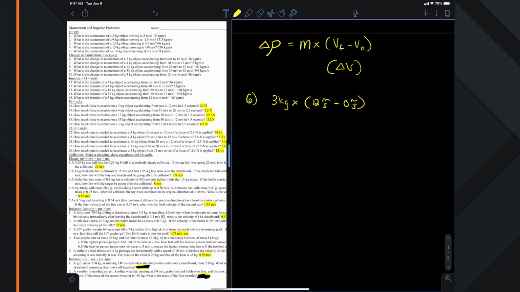You've got 3 times 12. You're going to have 36 kilogram meter per second. All right, so that's how we're going to answer these for questions 6 through 10. You'll have to fill in all of your information for each one of these, just as we did before, and then you check your answers with what I give you on the piece of paper.